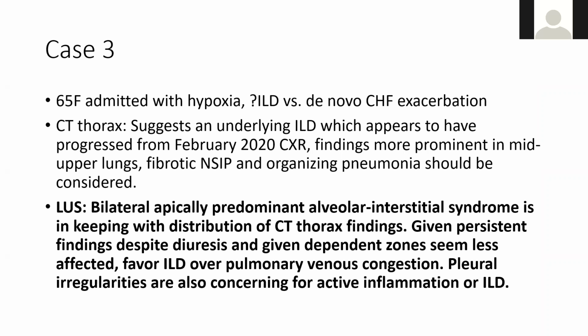So for this patient, reviewing the changes, she had apically predominant B-lines with spared areas, more heterogeneous, and also had pleural irregularities. So with that, we concluded that she had bilateral apically predominant alveolar-interstitial syndrome in keeping with the distribution of her CT thorax findings. And given the persistence of these findings despite diuresis, and given the dependent zones were less affected, we favored ILD over pulmonary venous congestion. We also commented that the pleural irregularities were concerning for active inflammation or ILD.